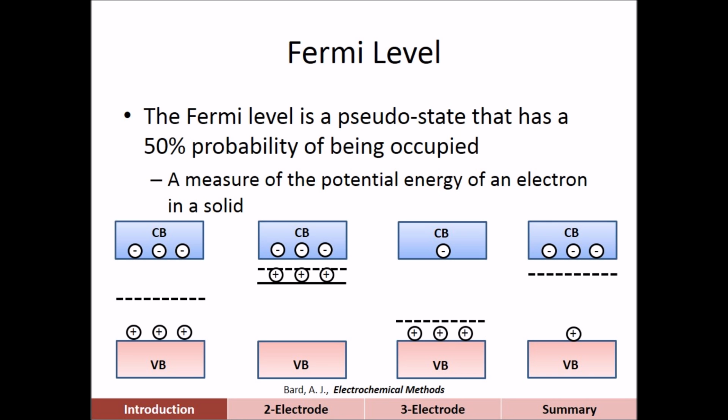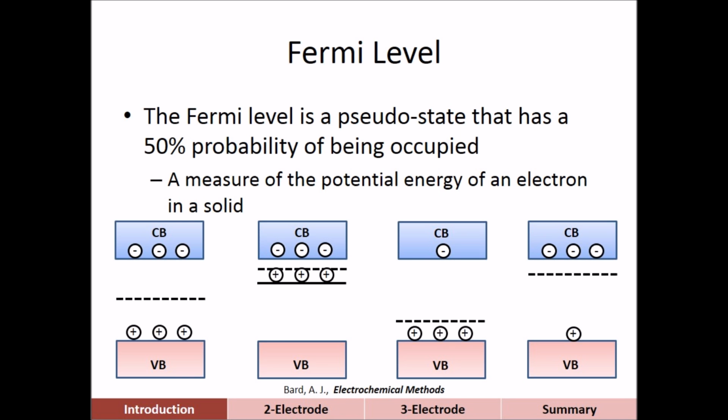So another important concept in semiconductor physics and in understanding solar cell operation is the Fermi level. The Fermi level is a pseudo state that has a 50% probability of being occupied by an electron. And what that means is that it's a measure of the potential energy of electrons in a solid. In semiconductors, it often lies between the valence band and conduction band and doesn't necessarily correspond with an actual electronic state in the material. It's a pseudo state.